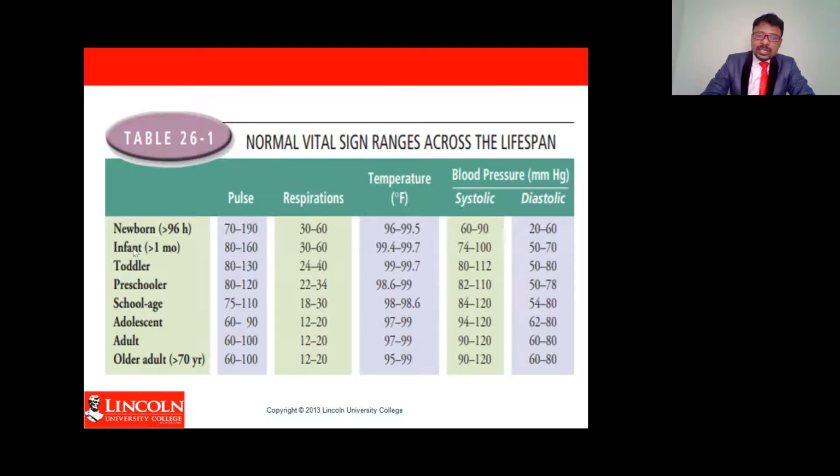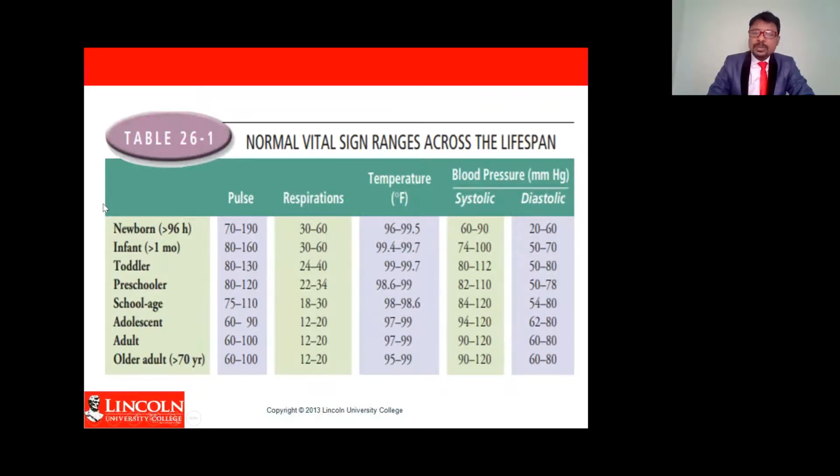You can go through this once, age wise. The readings are different. In the adult, the pulse will be between 60 to 100, respiration is 12 to 20, temperature will be 97 to 99, systolic pressure will be 90 to 120, and diastolic pressure will be 60 to 80. But as the age grows, only the blood pressure is going to increase, and the other values are going to be altered a little bit.